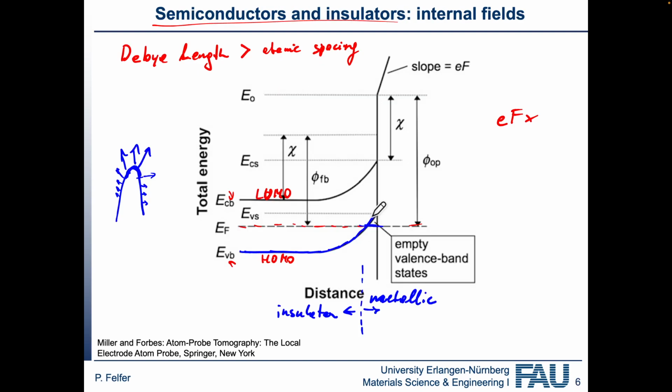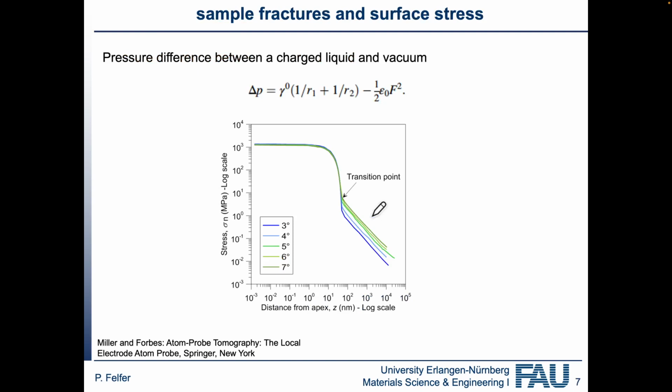Okay, so this was everything on the single atom basis. And now the important thing for us is, of course, we have a very high field. And what we observe is very often our specimens break. So very often if we do experiments, then they end with our specimens breaking. And the question is, of course, why that is. And the reason is relatively simple.